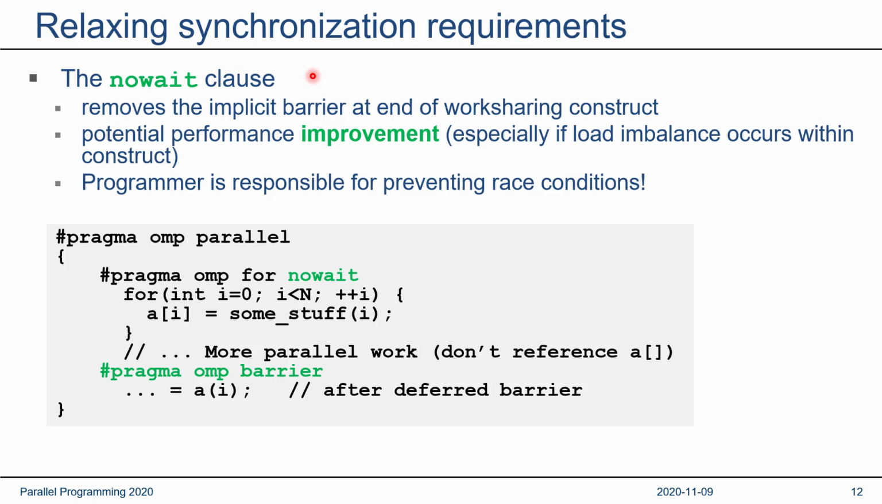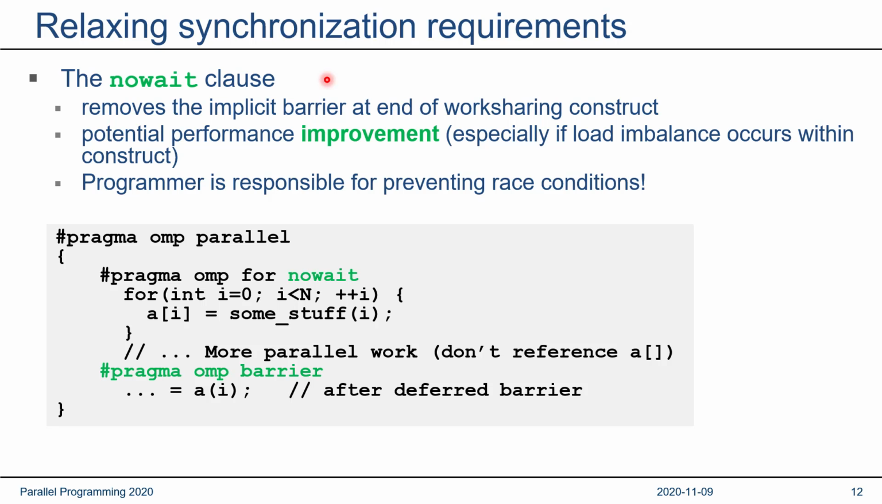The no-wait clause removes the implicit barrier at the end of a work-sharing construct. So in this case, you just save the cost that's implied with the barrier. And there's also another improvement possible if there's a load imbalance within the construct. Then if you remove the barrier, you might be able to hide the load imbalance, because if you don't synchronize, then nobody has to wait for anybody. So if you're lucky, the load imbalance may go away or be mitigated by that. Now, of course, the no-wait clause is potentially dangerous. You have to make sure that race conditions do not occur.